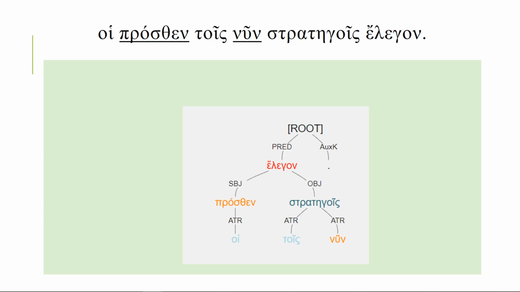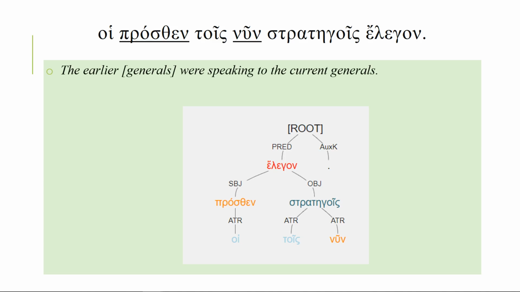Except it's not just hoi, it's hoi prosthen. And prosthen, remember, pro means before. Prosthen is before, the adverb, right? Pro is the preposition before. So the ones beforehand, the ones earlier, you could say, spoke to the generals, the ones now.